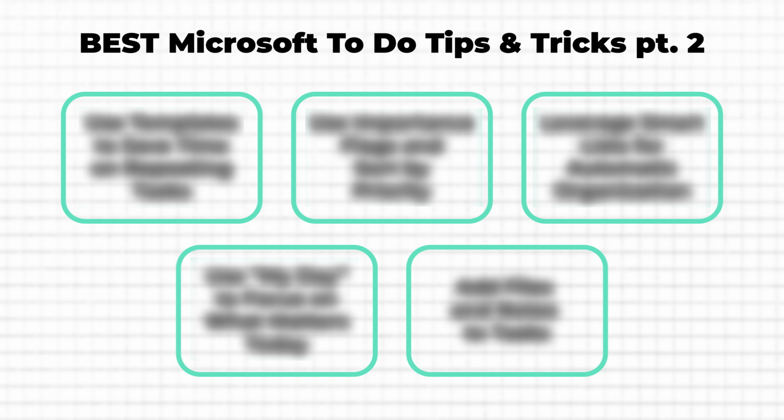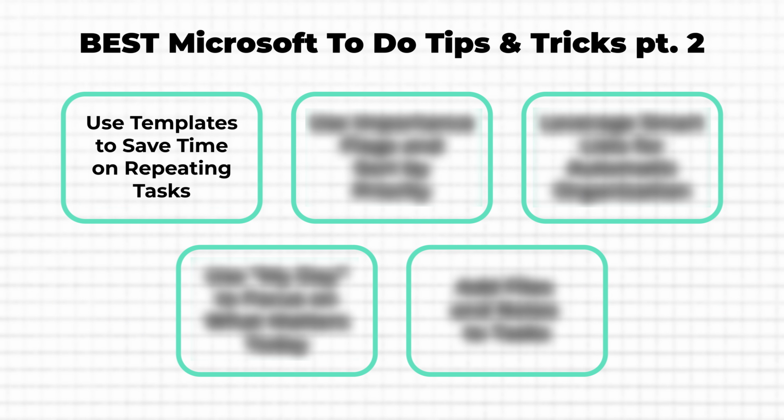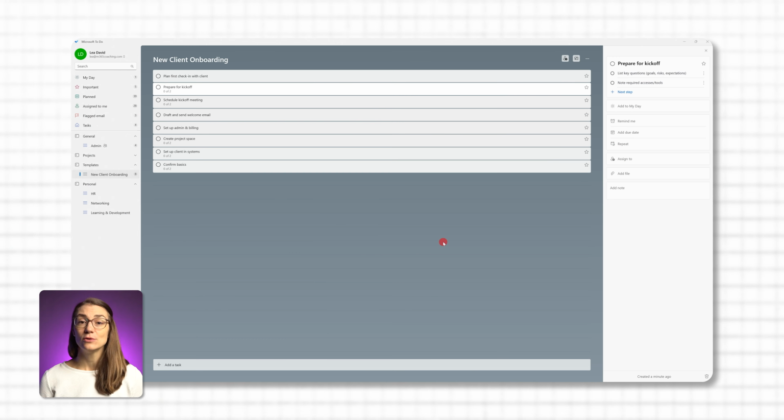While Microsoft To Do doesn't have a dedicated template feature, there's a simple workaround. You can create your own reusable task list and duplicate it wherever and whenever needed. First, create a list that includes all the tasks or steps you want to reuse. For example, I have a content creation and publishing list with every step from drafting to editing to scheduling.